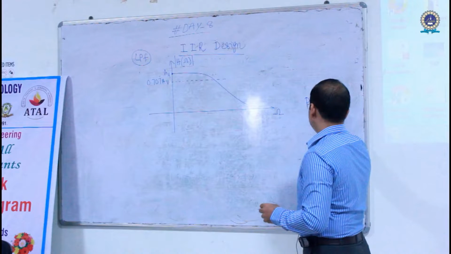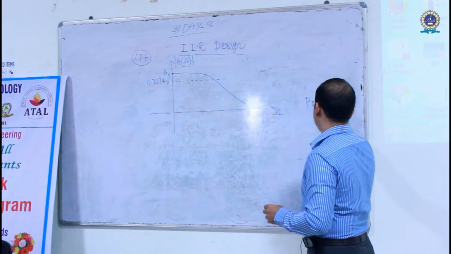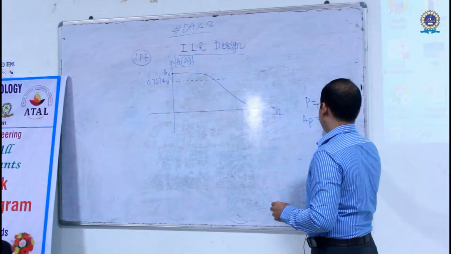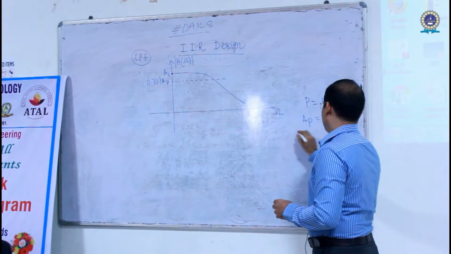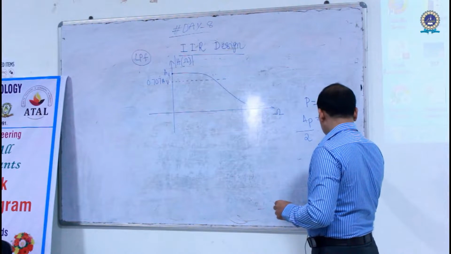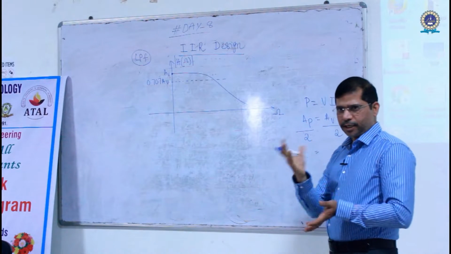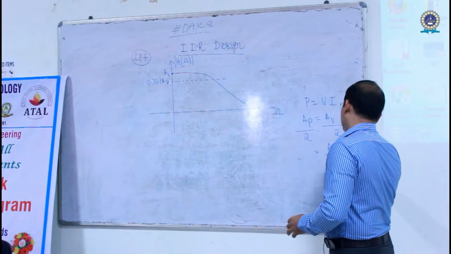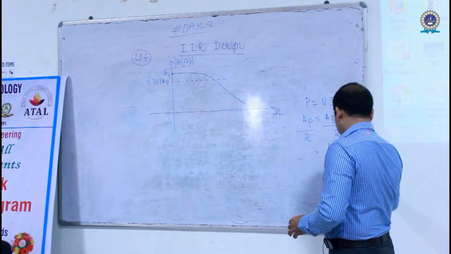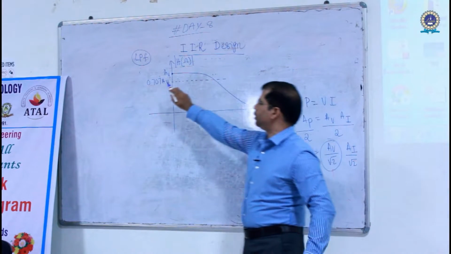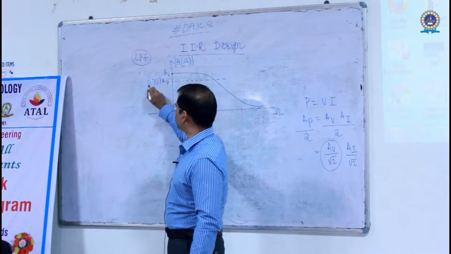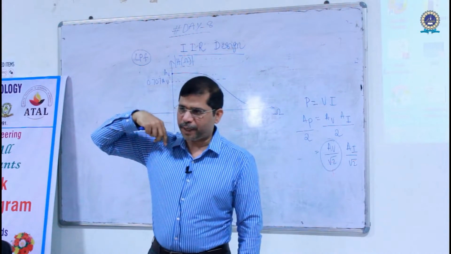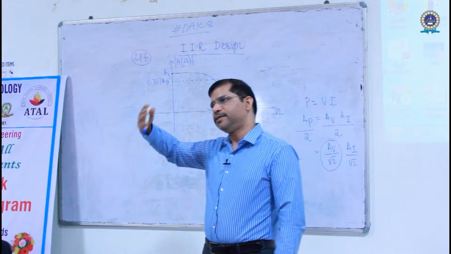P equals V into I. Therefore, whenever you are calculating the power gain, it is AV into AI, and this is supposed to be 2. Here also it is 2, assuming that voltage and current are interchangeable. So it is AV by root 2 or AI by root 2. Then this root 2 you have to write it here. So whenever I write 0.707 AV, that means I am expecting the maximum power from the system.